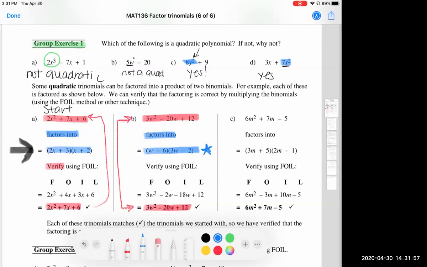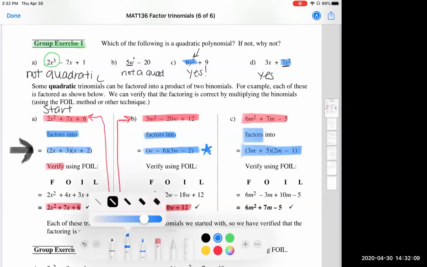Same thing for C. We start off with this, we factor it so we can now get these 2 terms. But notice we're not changing the value of it, because if we multiply it out, which would just make us go in circles, there's no need to multiply it out. We get back to what we started off with.